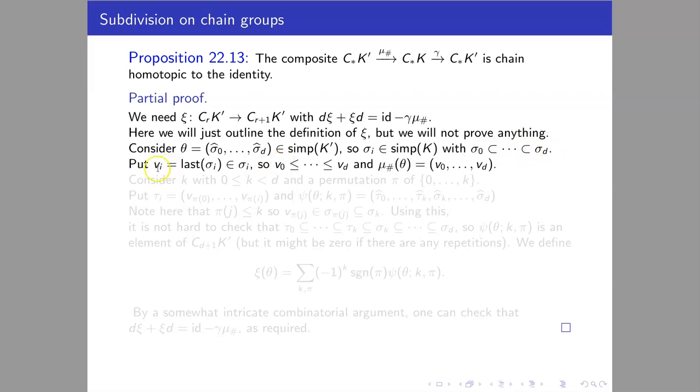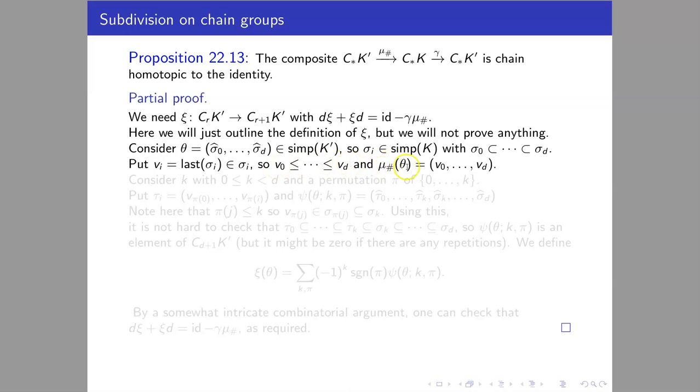So let's let vi be the last vertex of sigma i. So it's an element of sigma i in particular. And because these simplices increase, we're throwing in more and more things which might or might not increase the maximum, right? I mean, vi is the maximum element of sigma i with respect to our chosen order on the vertices. So if we make the simplices bigger and bigger, then the maximum is going to increase. So we have v0 less than or equal to v1 up to vd.